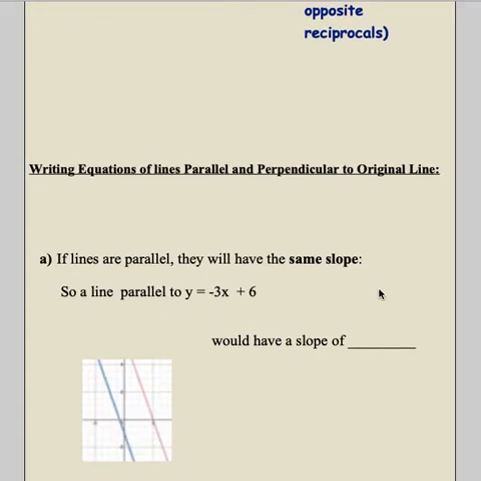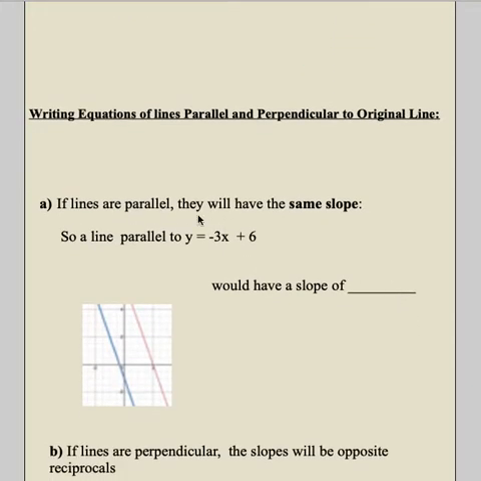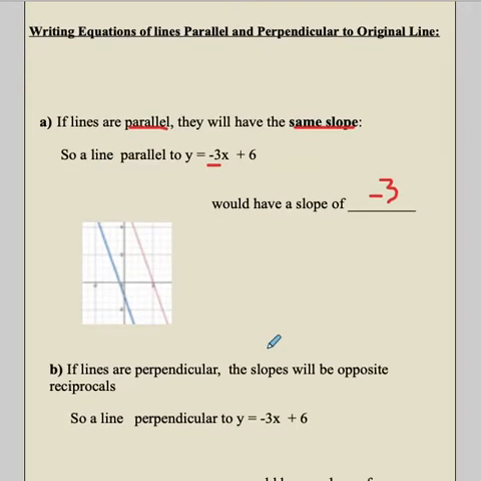So this is the easier one. If this line is parallel, that's the key word right there, it's going to have the same slope. So what is the slope? Negative 3. So the line that's parallel is going to have a slope of negative 3. Now it's going to have a different y-intercept, all depending on where it's going. This one looks like it's a negative 1. So if we had the graph, we can easily write the equation.